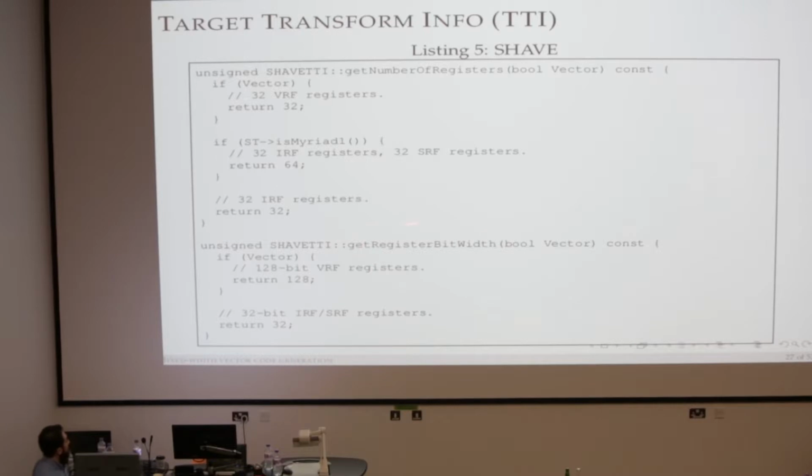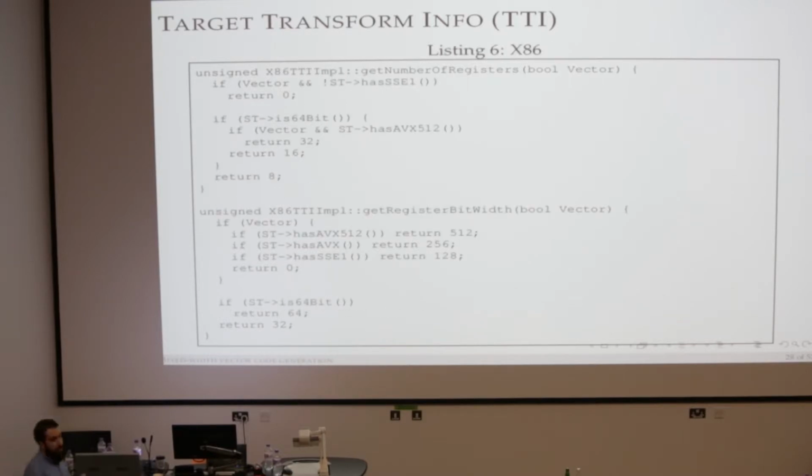What else? We have get register bit width. For vector, it's 128. But again, we had two other register files which were 32 bit. So let's look at the x86. This is also the most known backend. And what is the difference from the previous one? You have more subtleties here.